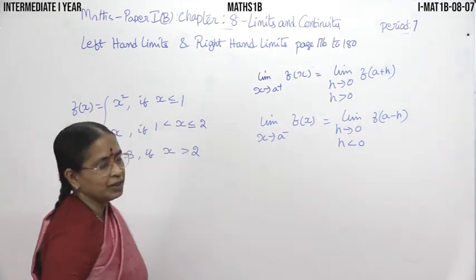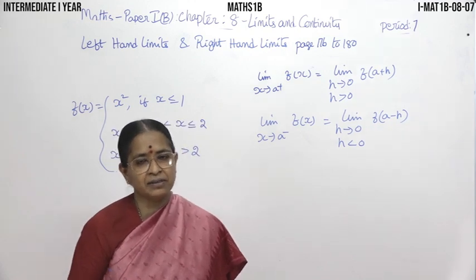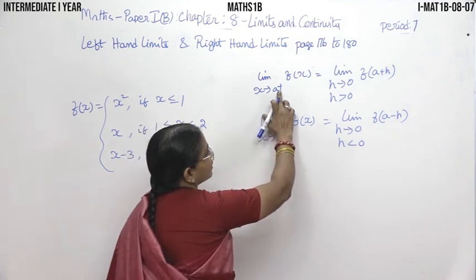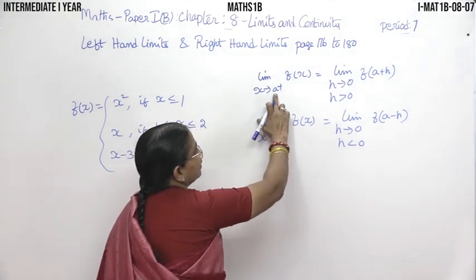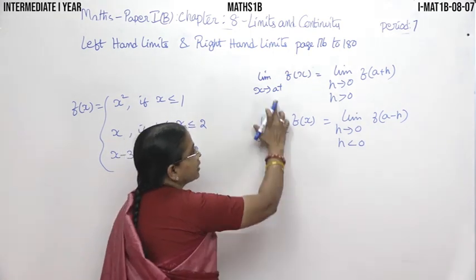Okay. So, here we have left hand limits and right hand limits. This I explained in the first period or second period. We have like this: left limit is denoted by a minus, right limit is denoted by a plus, f of x tending to a minus, a plus.